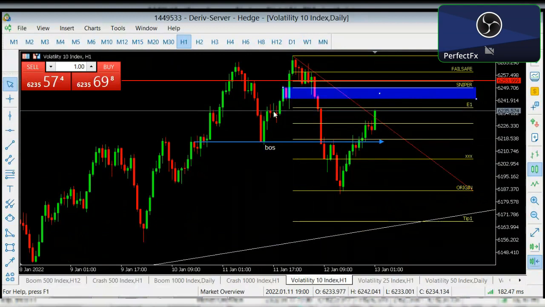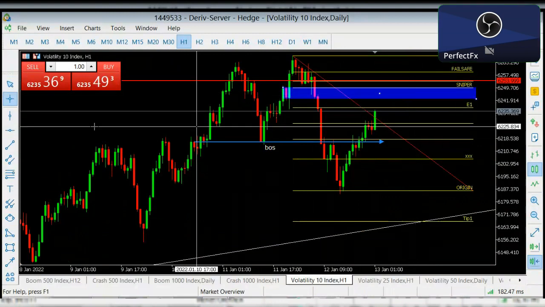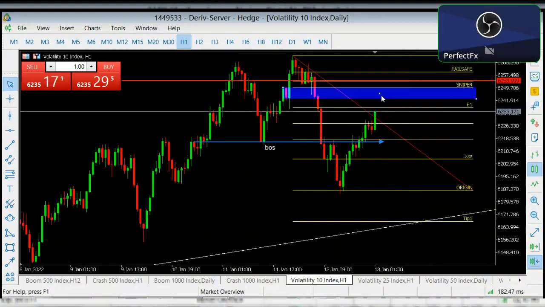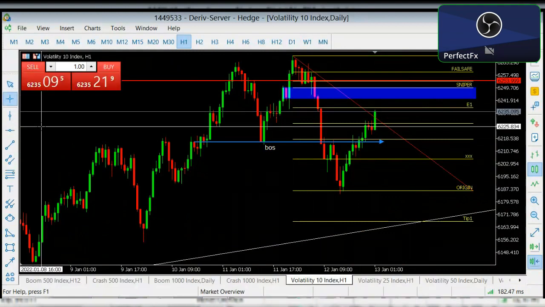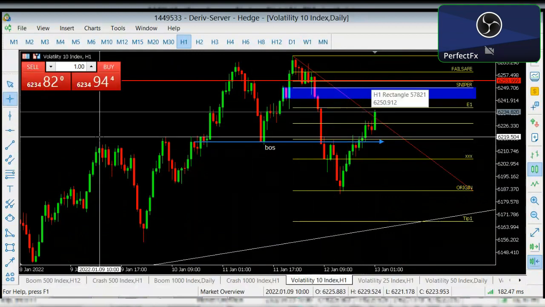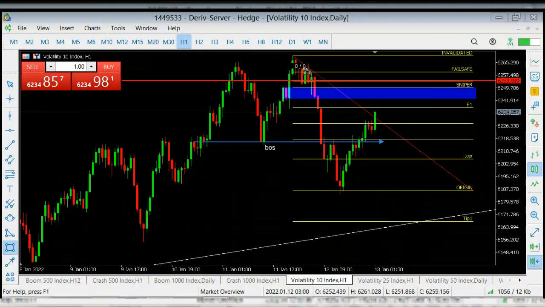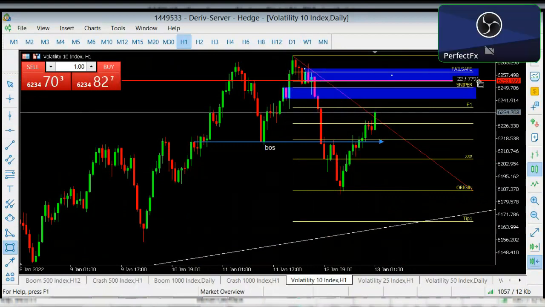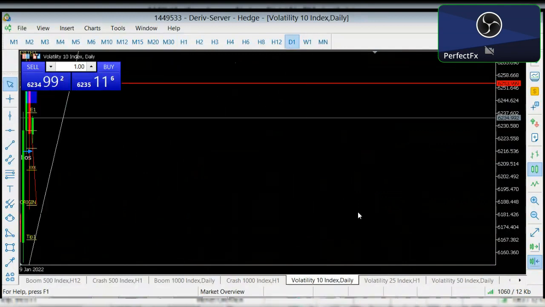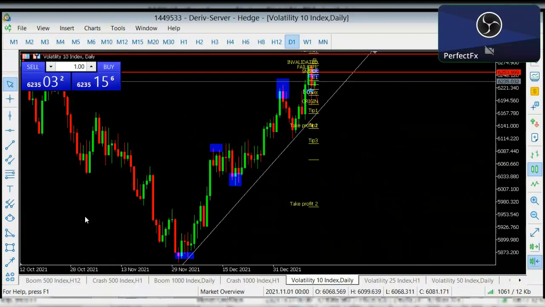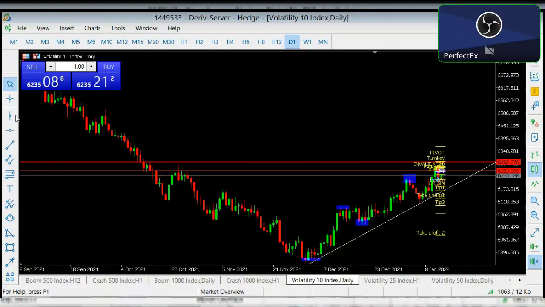So guys, until price buys, until I see that price gets to this sniper level, I won't be taking trades. There are times when I want to be more conservative, I wait for price to actually buy to this fail safe level, because at this point also there's an order block that lines up with my fail safe level. So guys, if you go back to the daily time frame, you get to see that that region actually lines up with the order block price is reacting from.